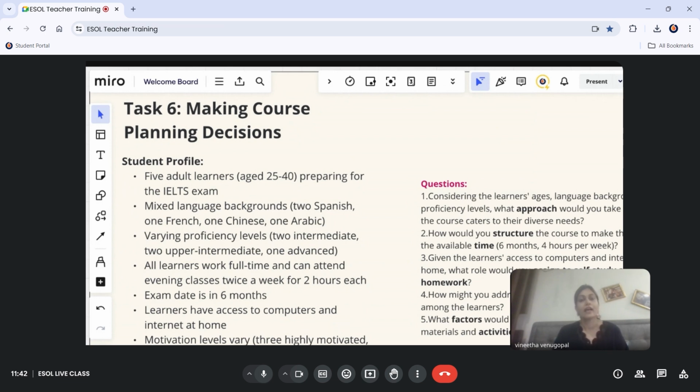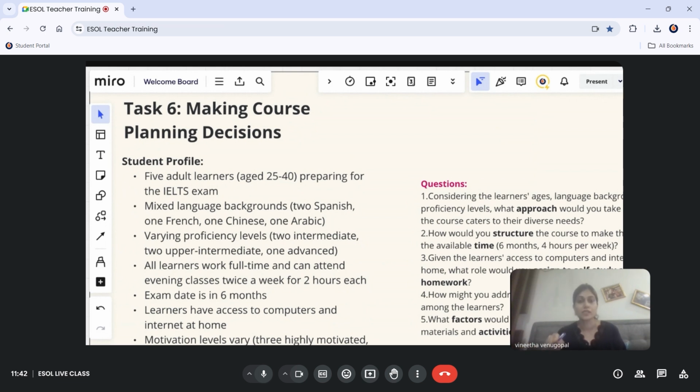And the second one was how would you structure the course to make the most of the available time. The time given is 6 months, which is 4 hours per week. So it's kind of a long duration, and you can focus on the varying proficiency levels of the students. You can see 2 intermediate, 2 upper intermediate, and 1 advanced. So nobody is at the basic level.